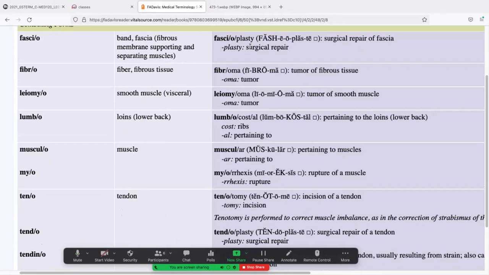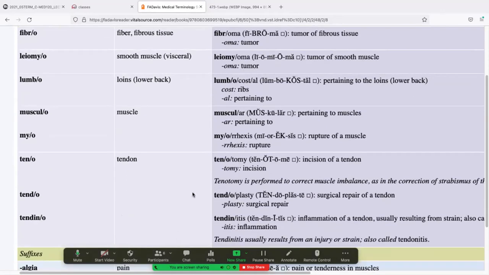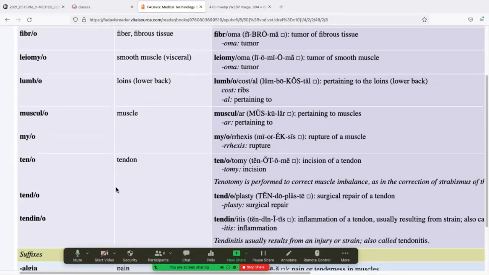So I could also do fascioplasty and a tendoplasty, probably secondary to really bad tendonitis or a tendon tear. If I have a tear, I have to cut away certain parts of it so it can heal, and that's a tenotomy. And again, Department of Orthopedics gets to do all that.